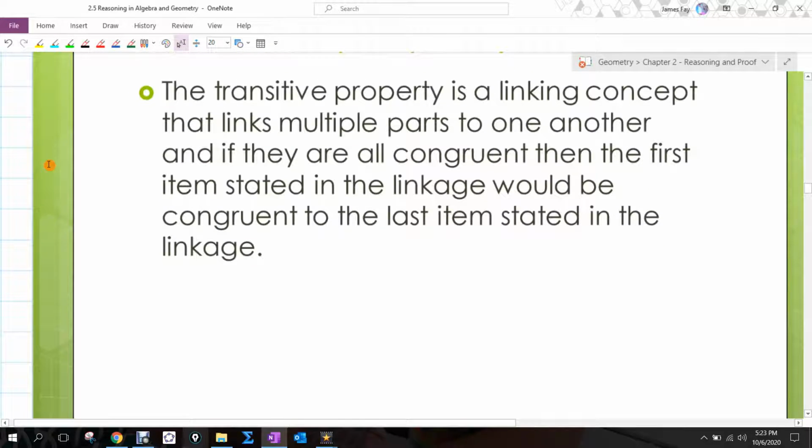Let's say I have a class of 30 people and they're all the same age, and I put their ages on note cards and put them in a hat. And then I reach in, because I know all the ages are the same, when I reach in and grab any two note cards, the numbers on those note cards are going to be the same. And that's essentially the transitive property.